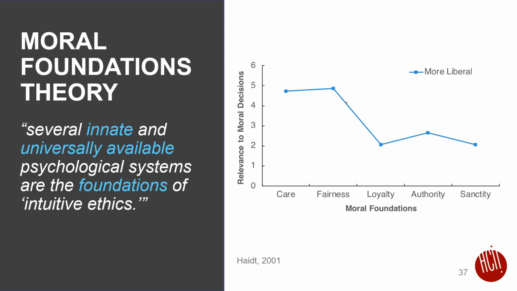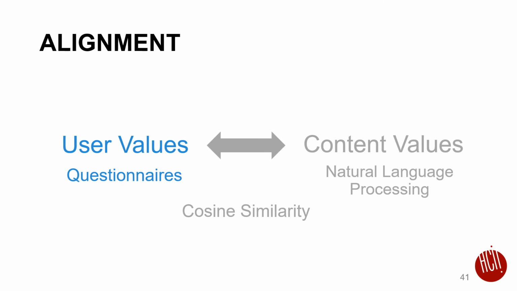Now, research has shown that different groups of people, like liberals and conservatives, tend to prioritize different values. Liberals tend to weight care and fairness much more heavily than the other 3 foundations, whereas conservatives tend to have a more equal distribution across all 5. So this is how we estimate user values.